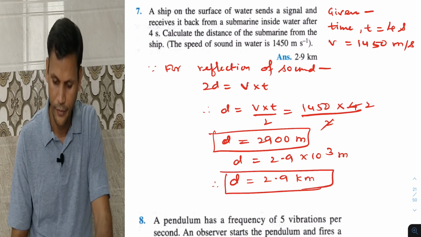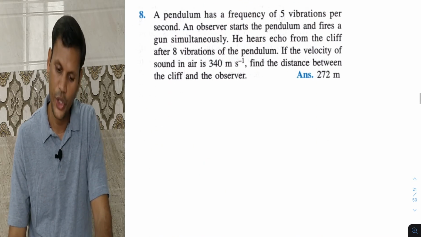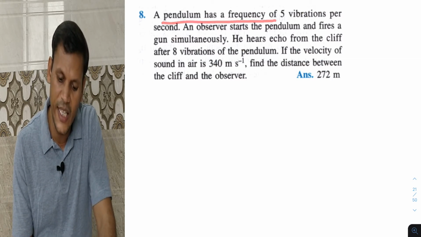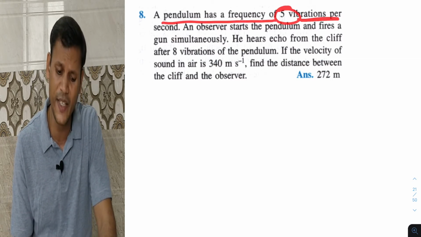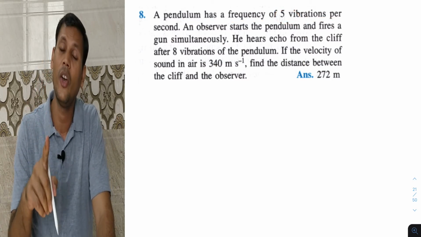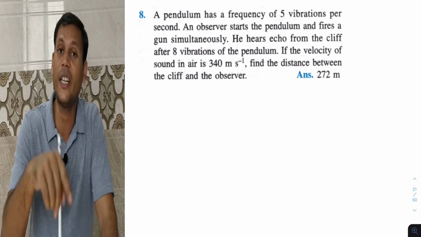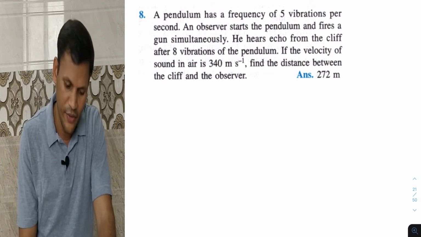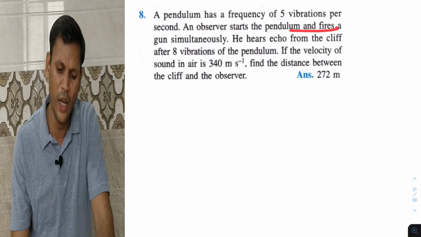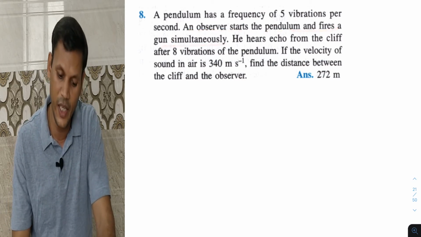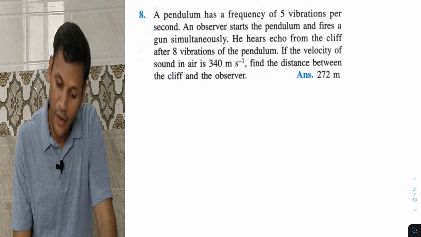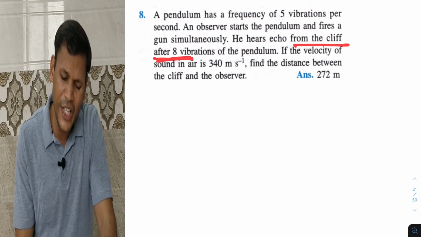Okay. Now next, question number 8. A pendulum has the frequency of 5 vibrations per second. In 1 second, there are 5 vibrations, or we can say for 5 vibrations time is 1 second. Further, an observer starts the pendulum and fires a gun simultaneously. He hears the echo from the cliff after 8 vibrations.